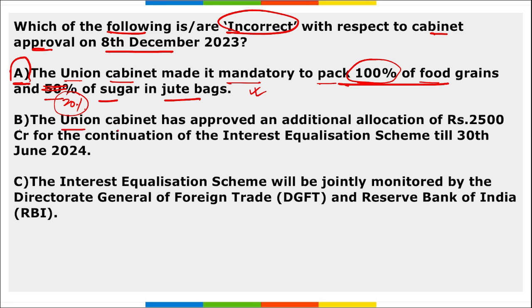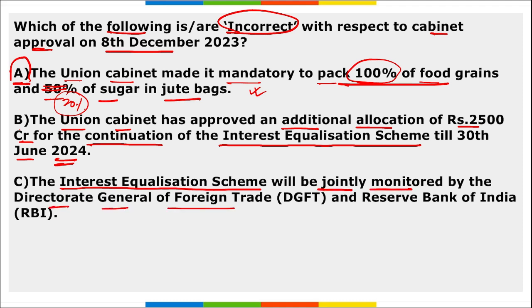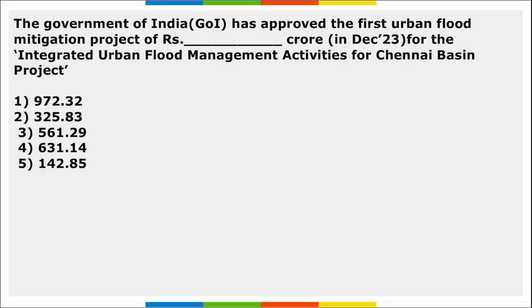B states the Union Cabinet has approved an additional allocation of 2,500 crore rupees for the continuation of the interest equalization scheme till 30th of June 2024, and C is saying that the interest equalization scheme will be jointly monitored by the Directorate General of Foreign Trade and RBI. Now it is right.